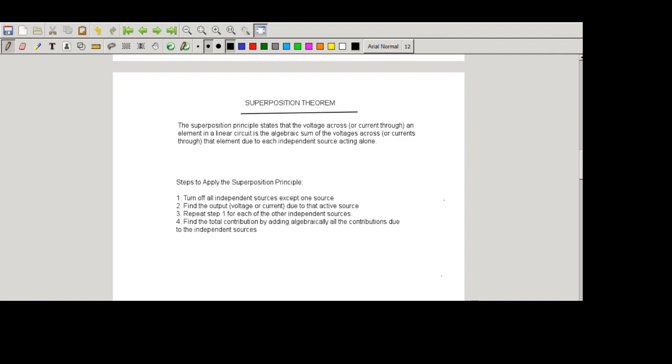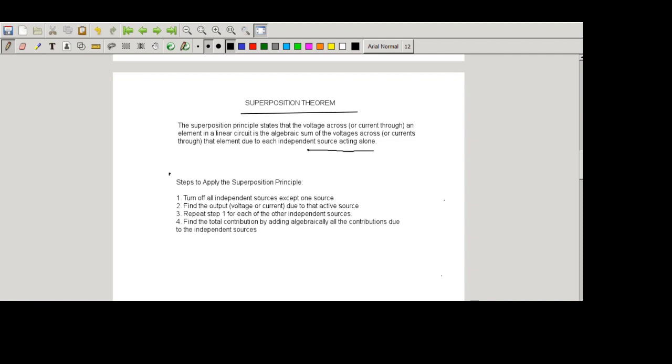Now, this idea of superposition rests on the linearity property. What is the statement of the superposition theorem? The principle states that the voltage across or current through an element in a linear network is the algebraic sum of the voltage across or current through the element due to each independent source acting alone. So this is the superposition theorem.